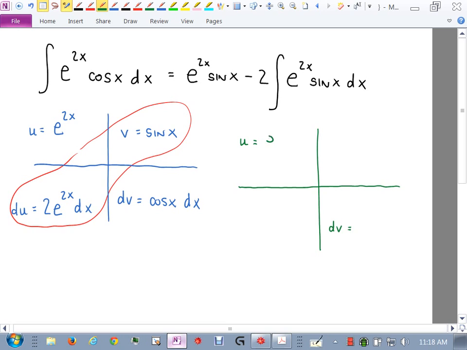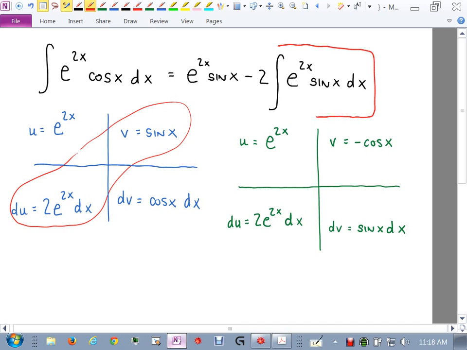So I'm going to let u be e to the 2x. dv is going to be sine x dx. That okay? What's du? Again, 2e to the 2x dx. What's v? Negative cosine x, right? Antiderivative of sine is negative cosine. So this integral, and I'm talking just this integral right here. Keep track of that -2, right? That -2 is still in front. This integral becomes ultraviolet minus voodoo again, right?